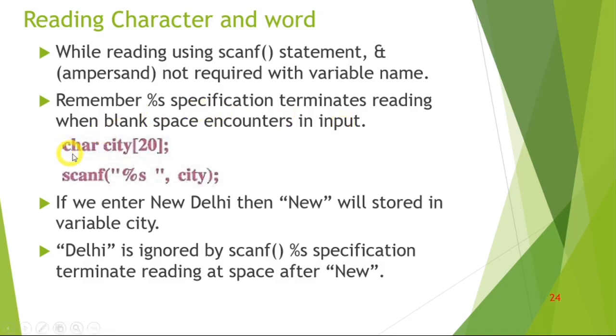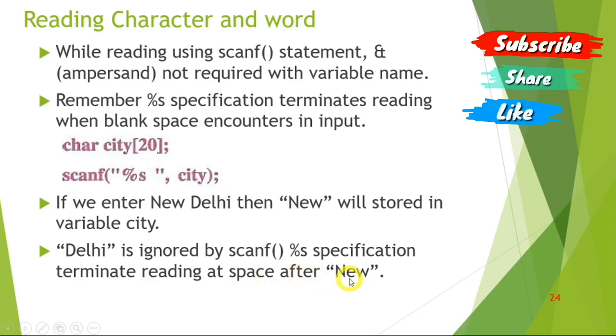We have given char city[20], and scanf with %s as the control string, and here we have written the same variable city. Now if we enter New Delhi, only New is stored in the variable city, and Delhi is ignored, because it will read only up to the space. Delhi will not be shown in the output, ignored by the scanf %s specification, which terminates reading at the space after New.